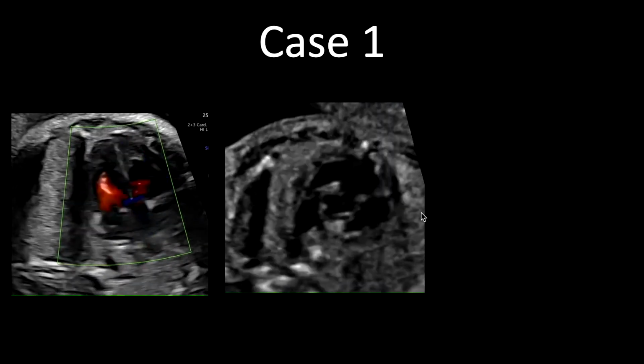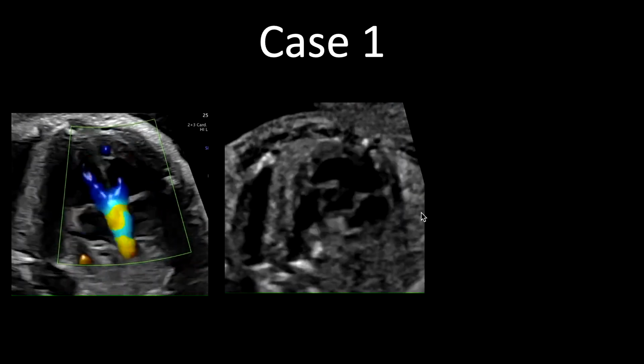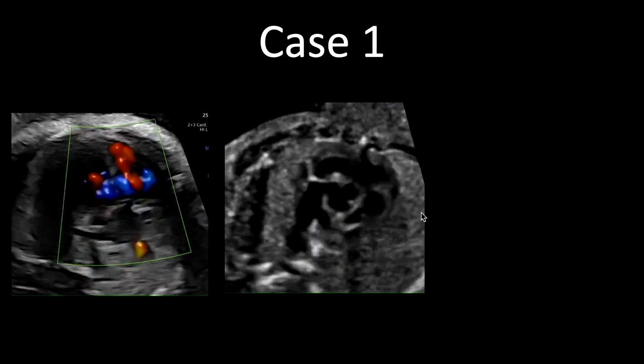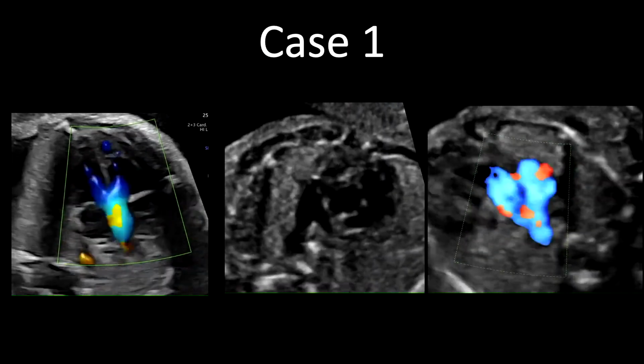What do you think? No, it should not. It should be at least equal, if not larger than the aorta. Clearly, the pulmonary artery is small. So what you do next is the 3-vessel trachea view.